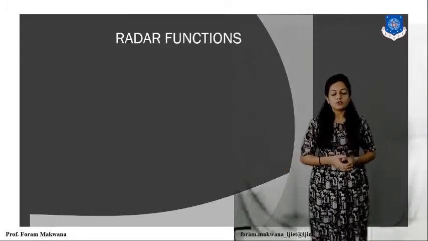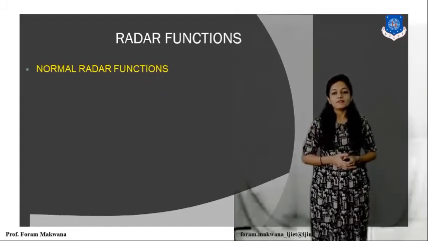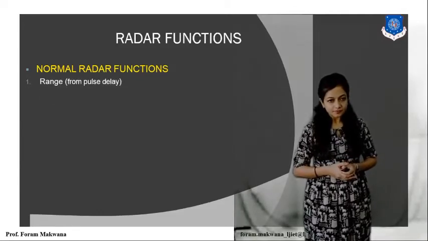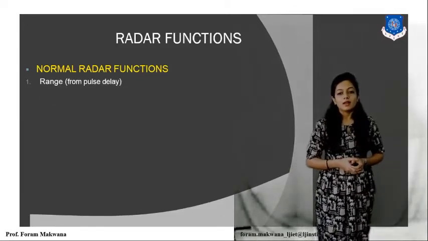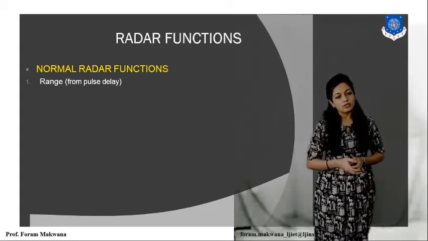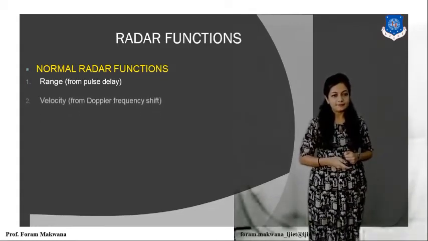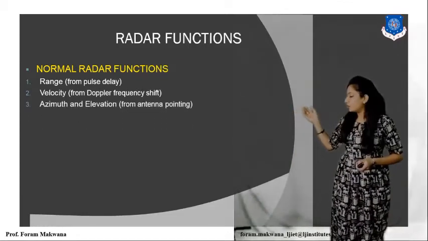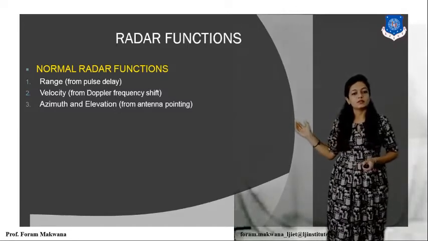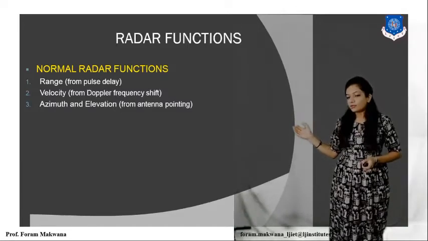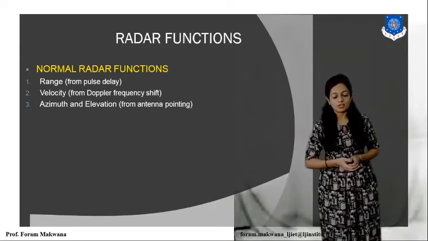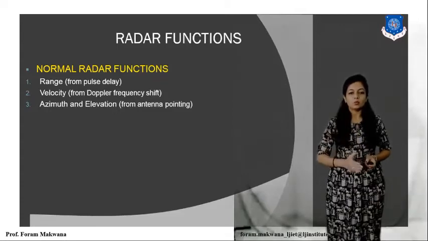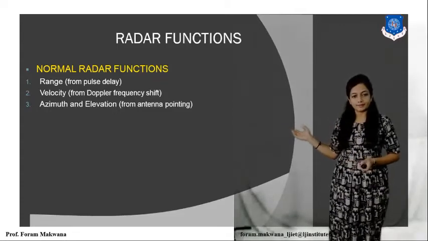Likewise. So first of all, what are the different radar functions? Normally radar is used to give the range. Second, the velocity with the help of Doppler frequency shift. Third, azimuth and elevation angle. Now what do we mean by azimuth and elevation angle? Azimuth stands for the horizontal angle and elevation stands for the vertical angle, from the antenna point.